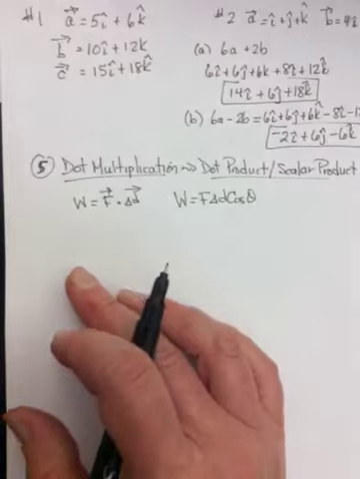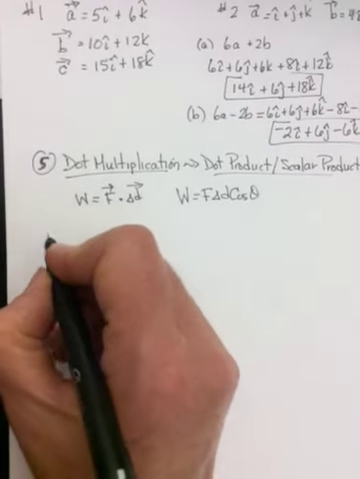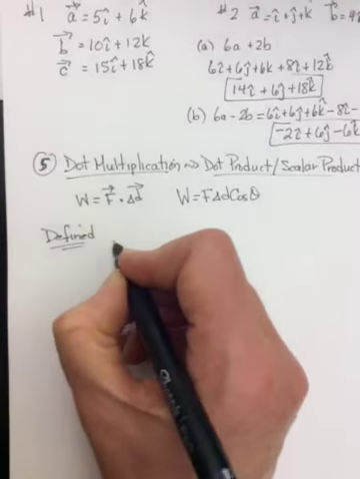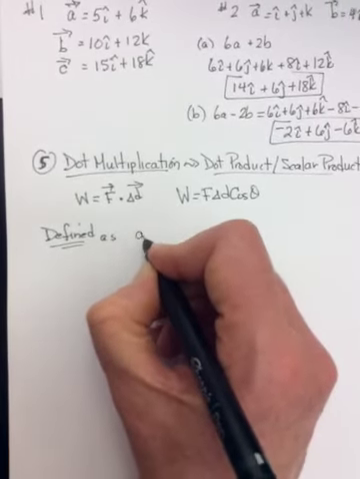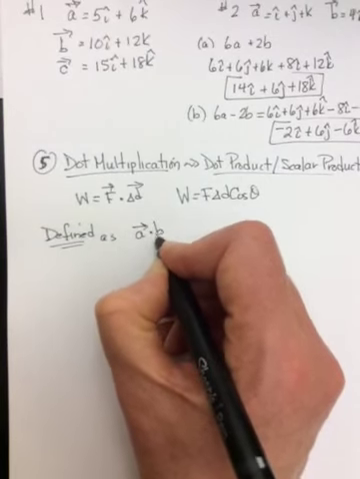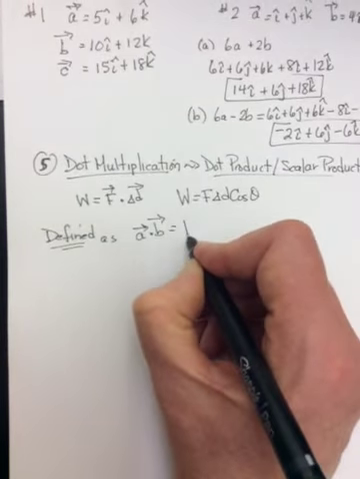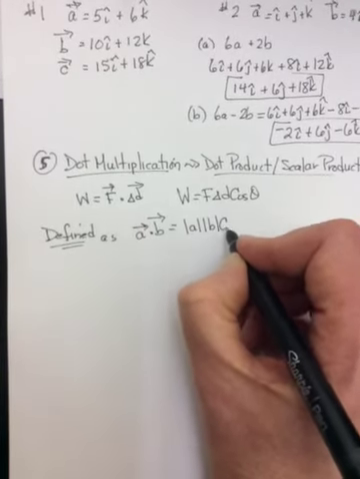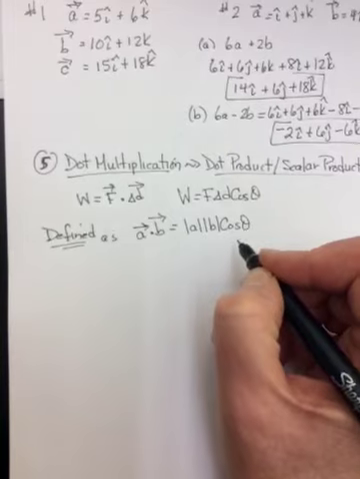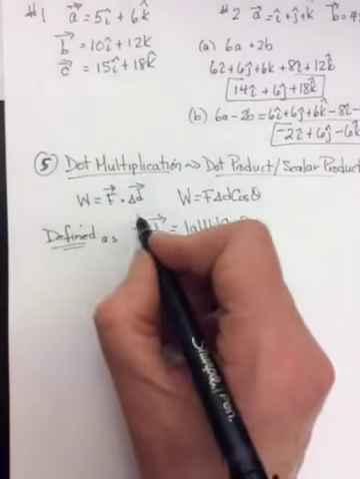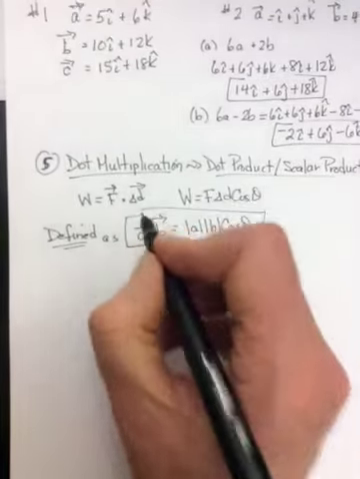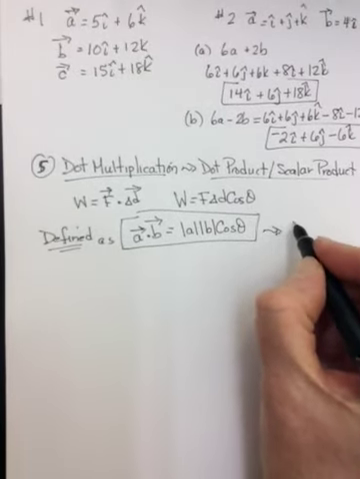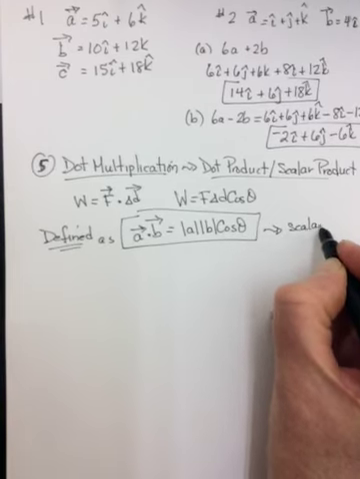So a long time ago, even before I was around, they defined dot multiplication as, okay, if you have A dot B, then that is equal to the absolute value of A times the absolute value of B times the cosine of the angle between them. Okay, this is what we define dot multiplication to be. This will give us a scalar.